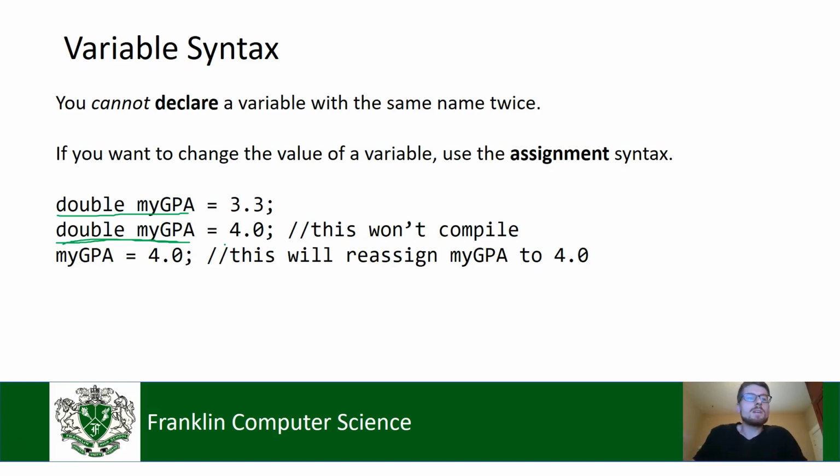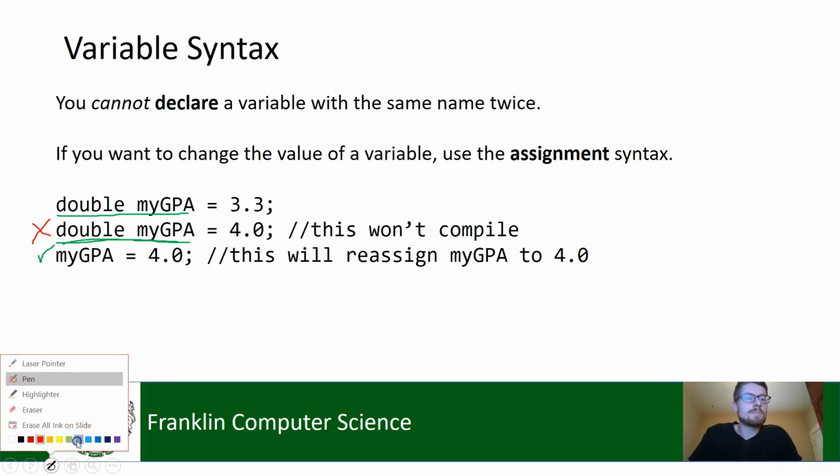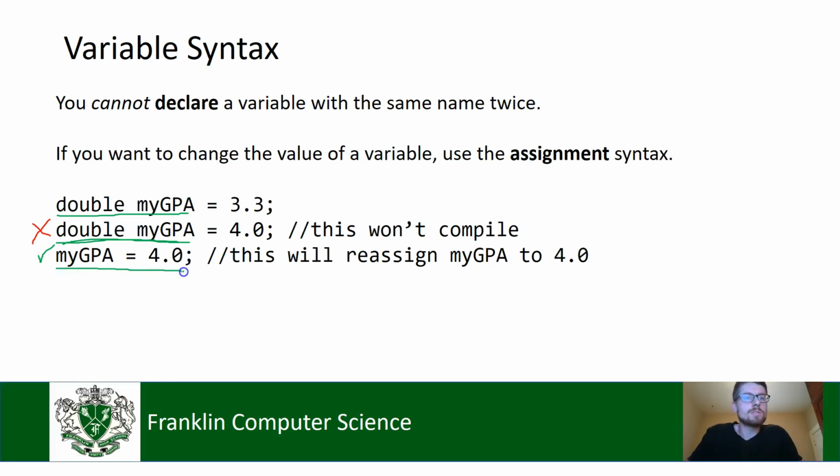You can, however, do this line. This is okay, and this line's bad. You can actually change its value, and to change it to 4.0, wouldn't that be nice if it was as simple as that? To change myGPA to 4.0, all I have to do is say myGPA, which is the name, equals 4.0. That's the assignment syntax that we talked about earlier. This will change whatever's stored in myGPA to 4.0. And it was 3.3 before, so that will update it.